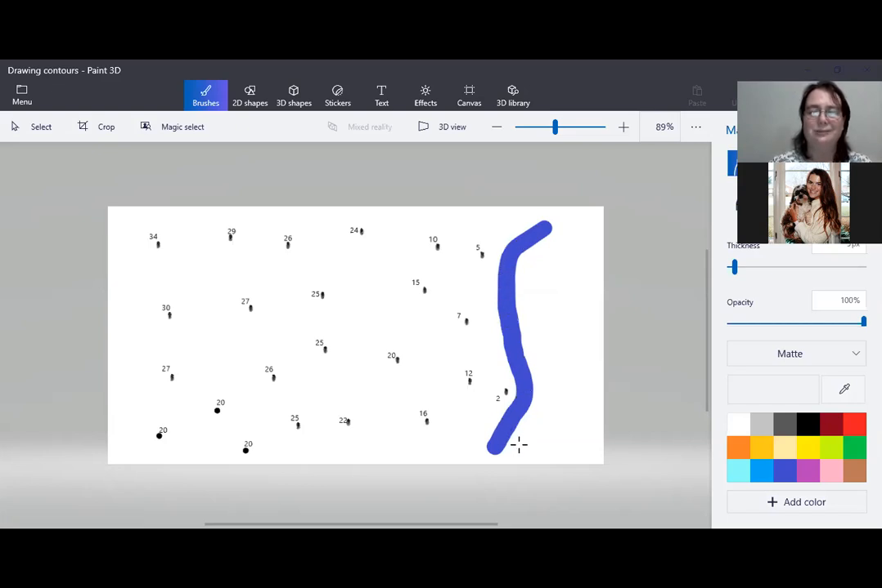So we'll go a little bit easier here. This is a stream. The blue thing's a stream, and each of these numbers is in feet above sea level.